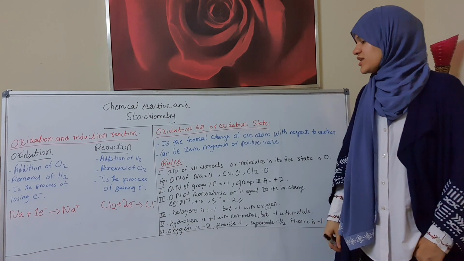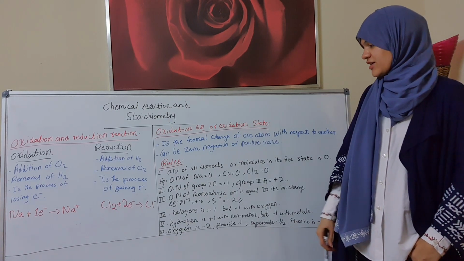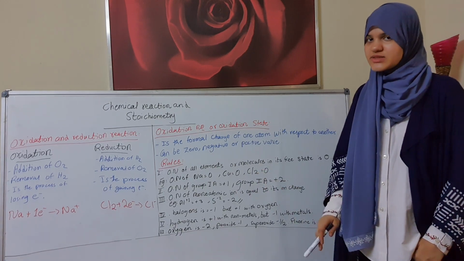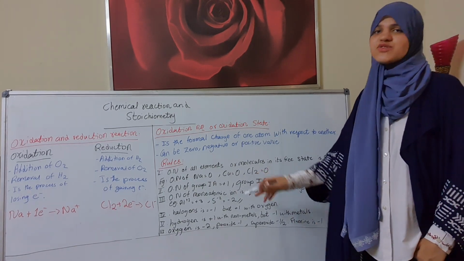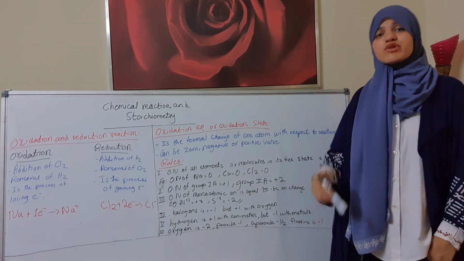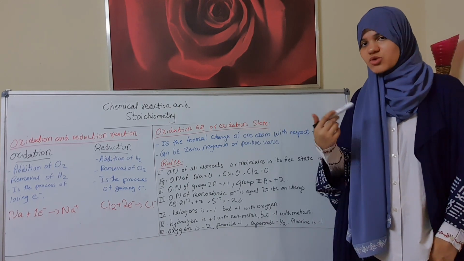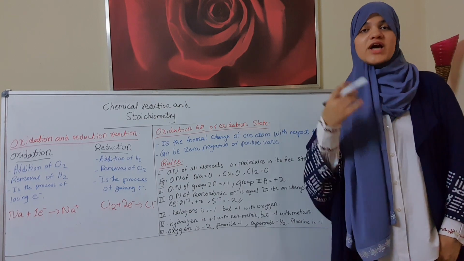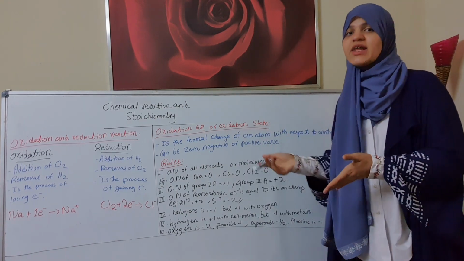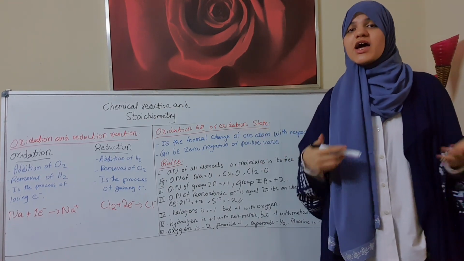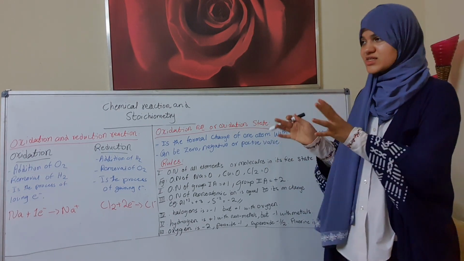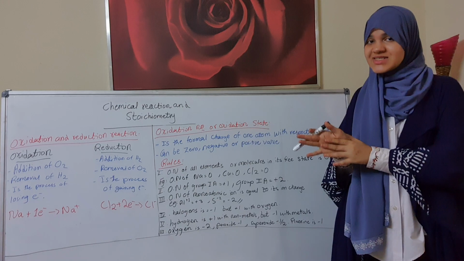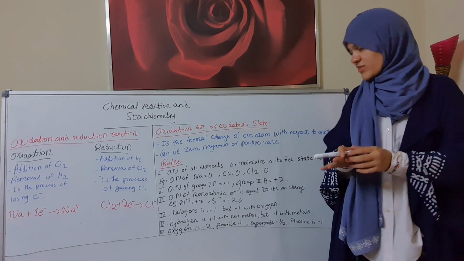Okay. Now the fifth rule says hydrogen is positive 1, but positive 1 with what? With non-metals, and negative 1 with metals. So hydrogen can be plus 1 and negative 1. Hydrogen with the non-metals is positive 1, but hydrogen with metals will be negative 1.